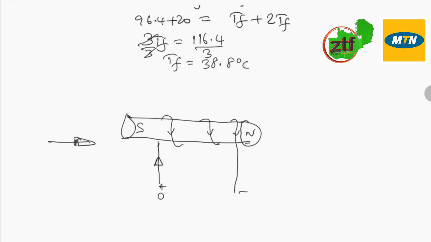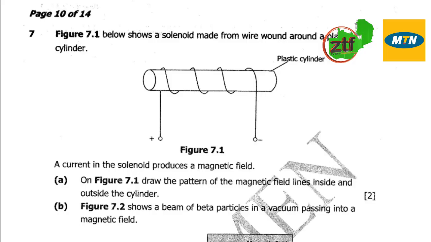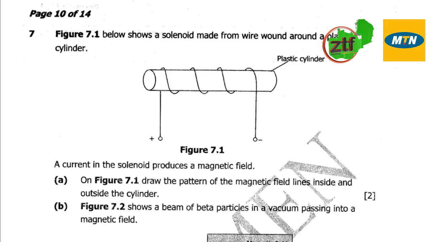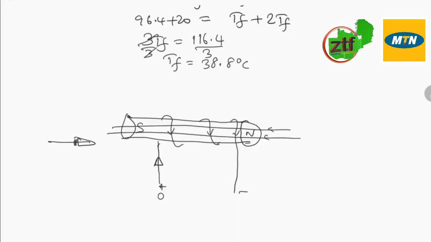So the question says, a current in the solenoid produces a magnetic field, which is okay. On the figure, draw the pattern of the magnetic field lines inside and outside the cylinder. So inside the cylinder, magnetic fields will run from north to south. So I'll put these magnetic field lines like this so that you see that they are moving from north to south. Okay? And then we are told even outside we must show. So we are going to show like this.